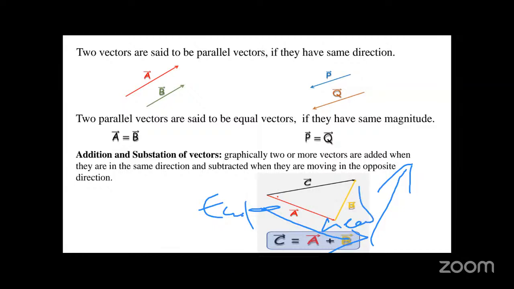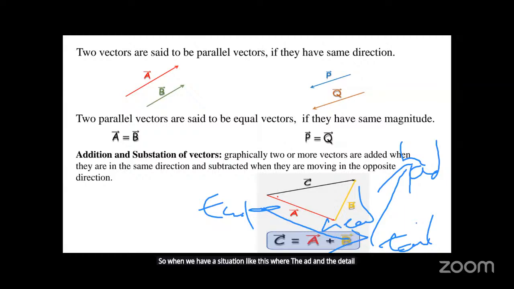Head region for vector A. This is the tail region for vector B, and this is the head region for vector B. So when we have a situation like this where the head and the tail are together, we say that they are moving in the same direction, so we add them.